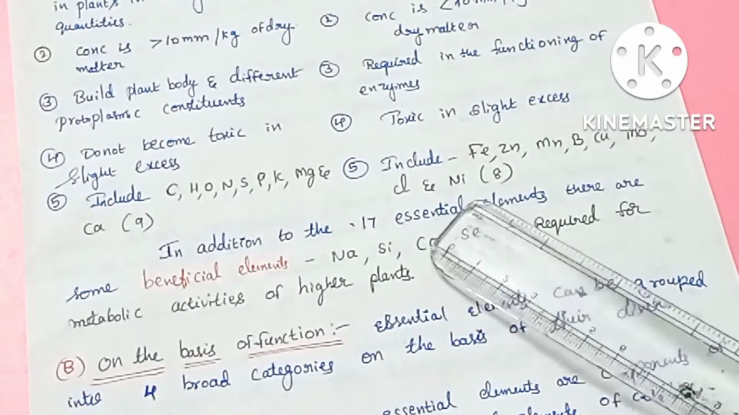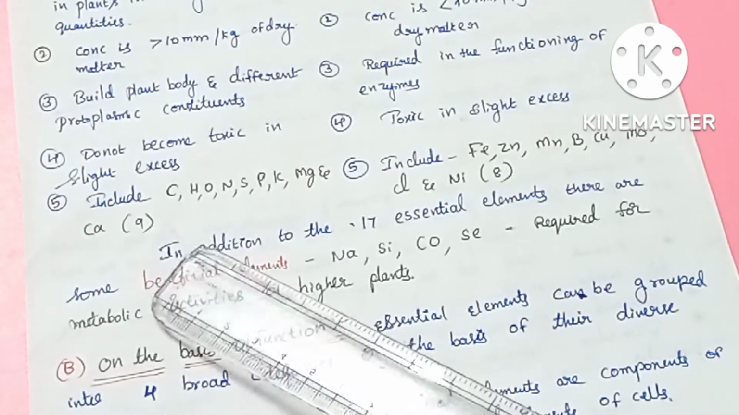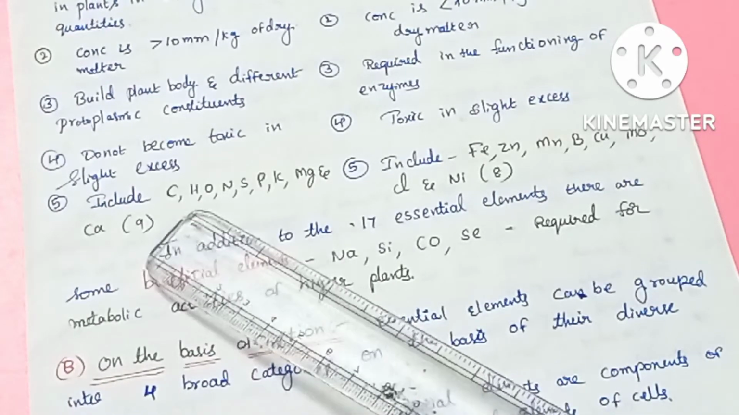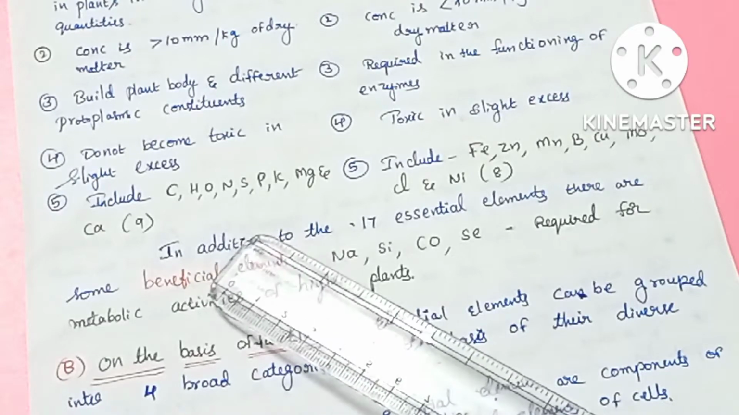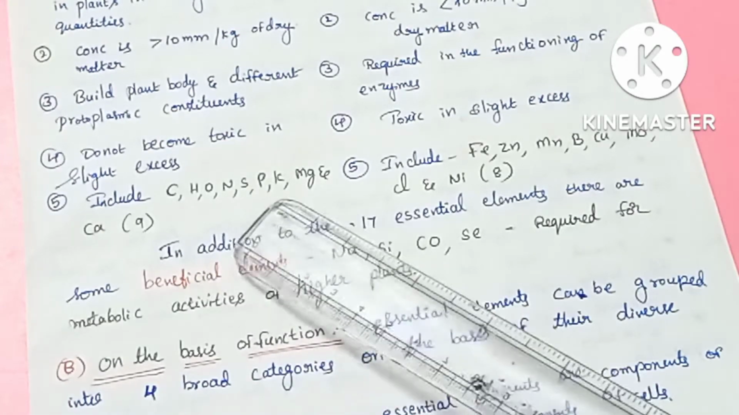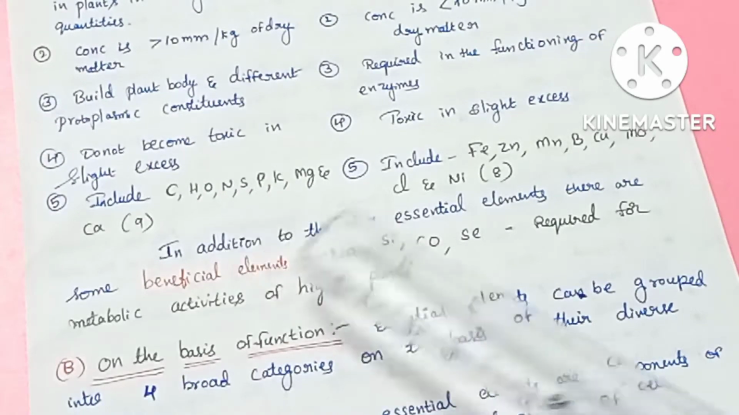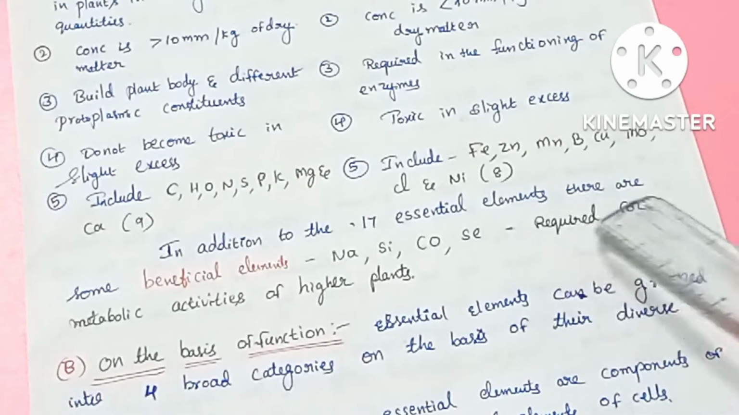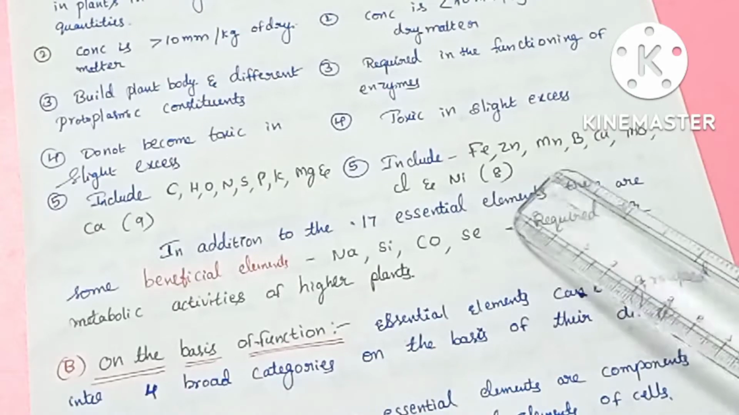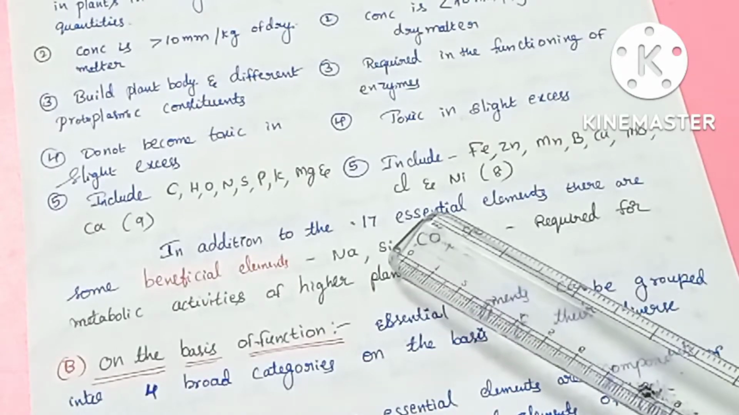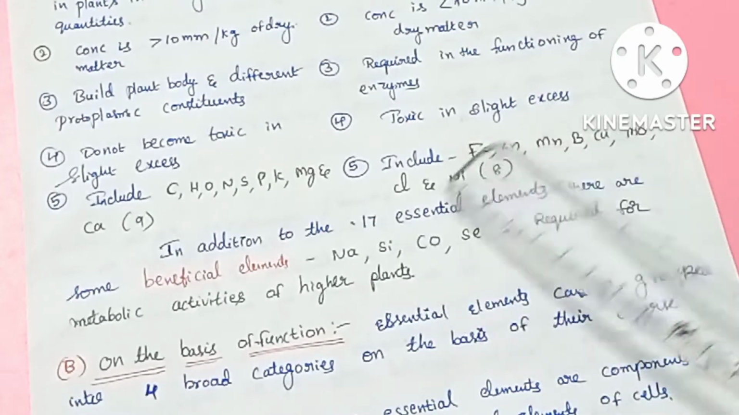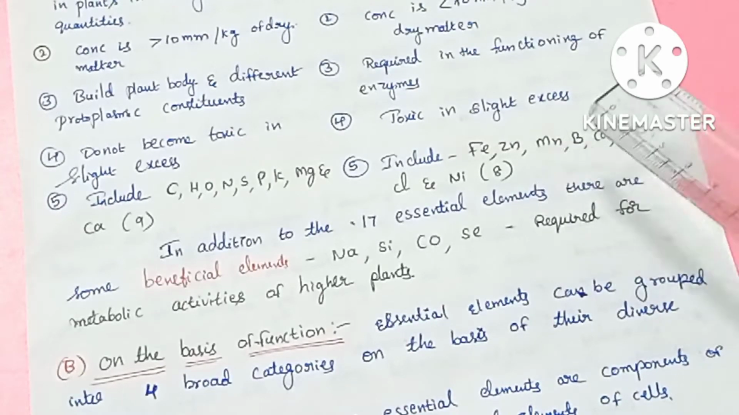Out of 17 essential elements, 9 elements are called macronutrients and 8 elements are called micronutrients. So what are the 9 macronutrients? Carbon, hydrogen, oxygen, nitrogen, sulfur, potassium, phosphorus, magnesium and calcium. All these 9 are called macronutrients, whereas the 8 micronutrients are iron, zinc, manganese, boron, copper, molybdenum, chlorine and nickel. These 8 are called micronutrients.